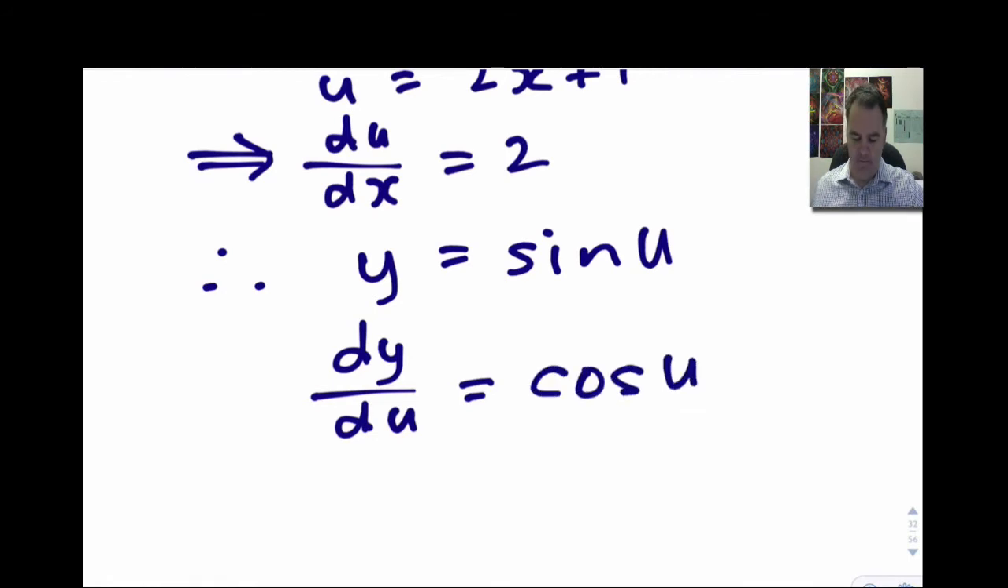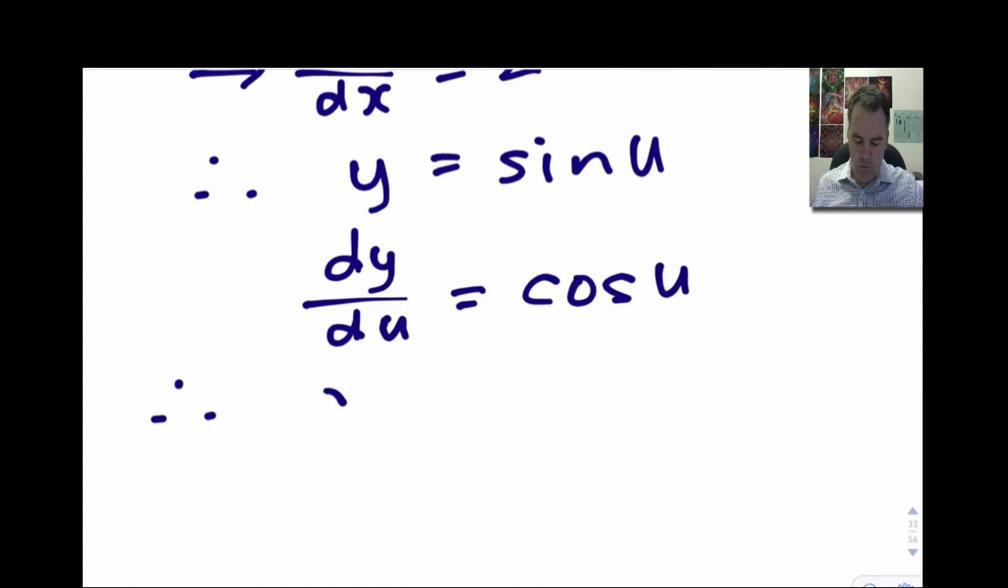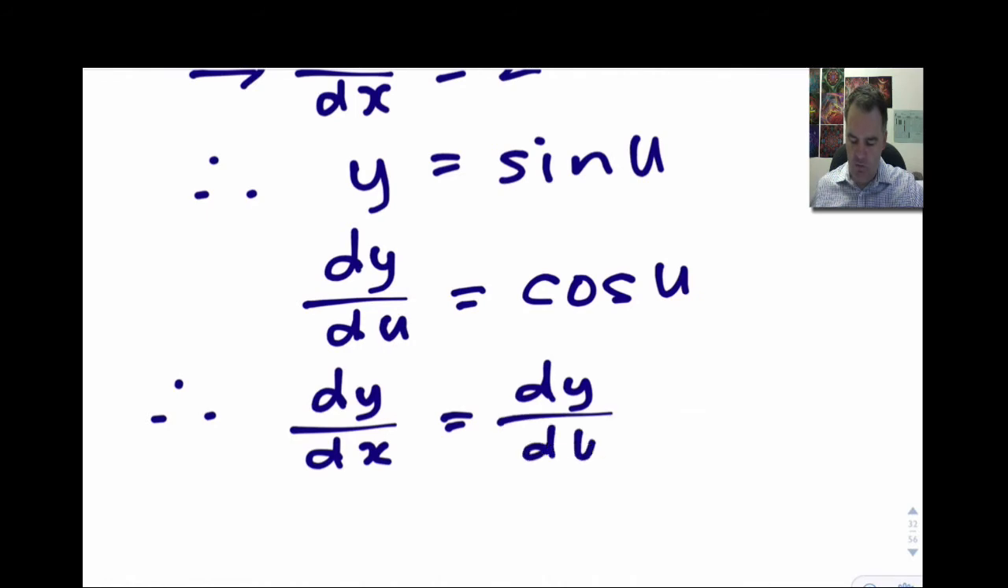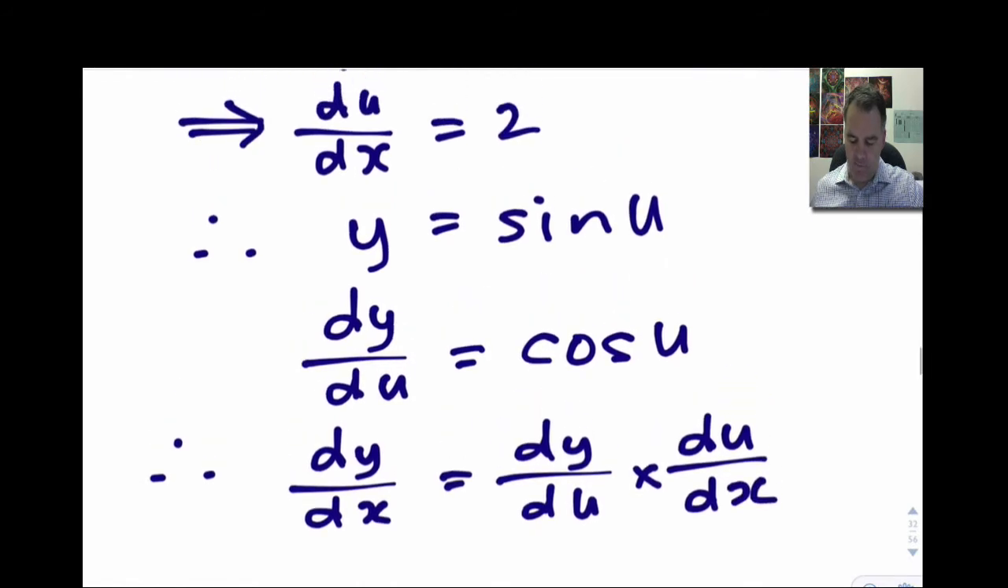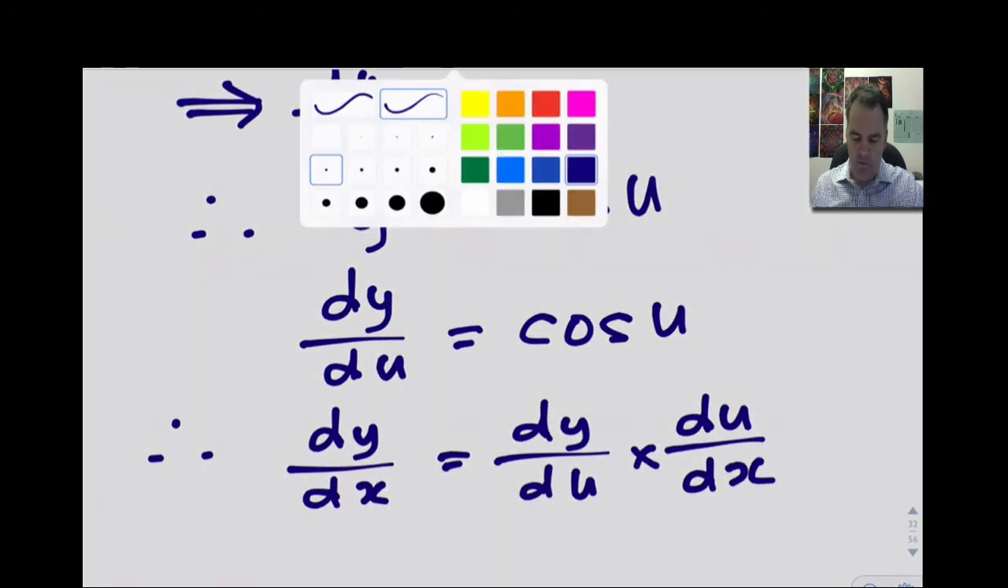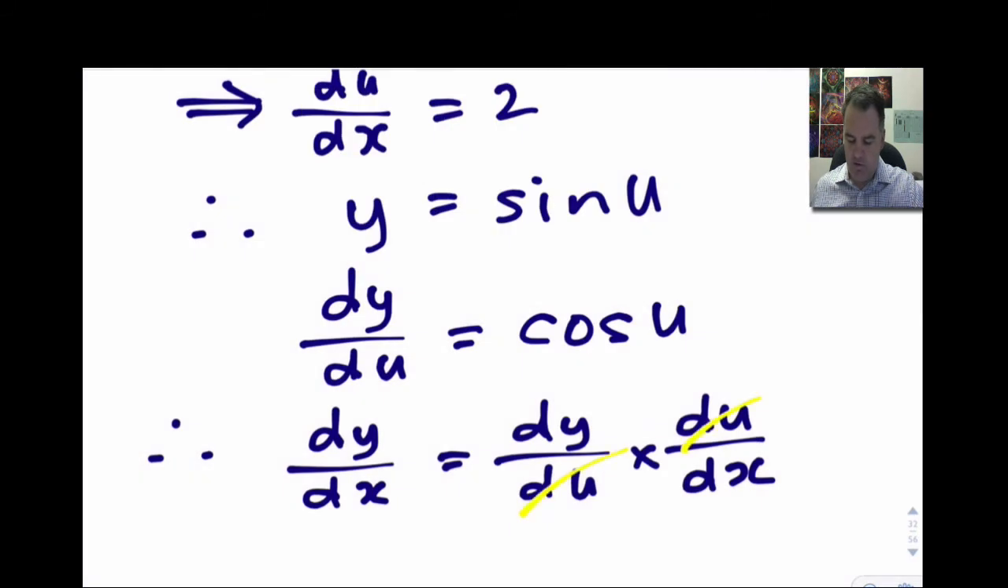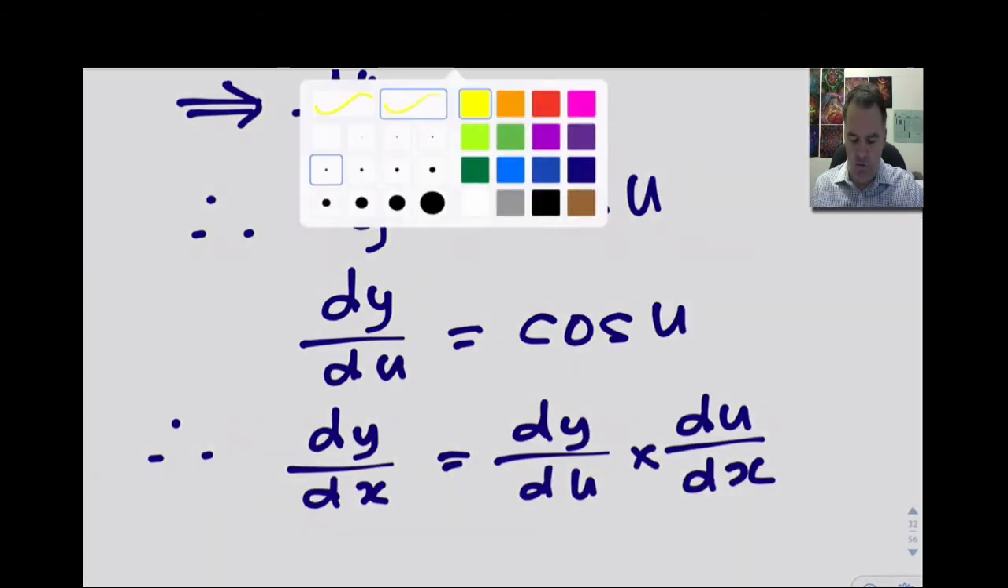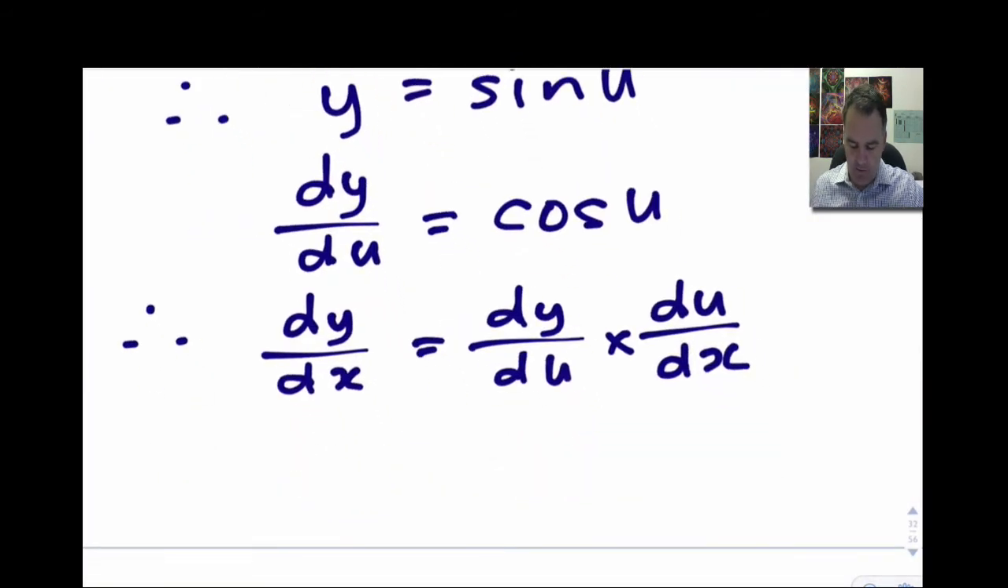Okay, now let's put it all together. What we want is dy/dx. And the chain rule says that is dy/du times du/dx. Okay, you can see how this would work. Those two could cancel there and we're left with dy/dx. So that's how the chain rule works here, with these derivatives behaving like fractions. Because they're not actually fractions, but they behave like them.